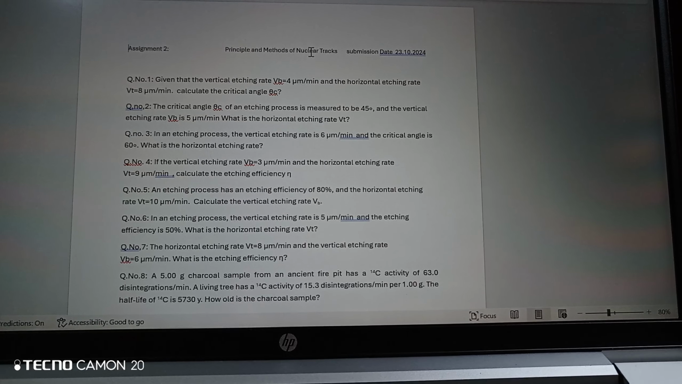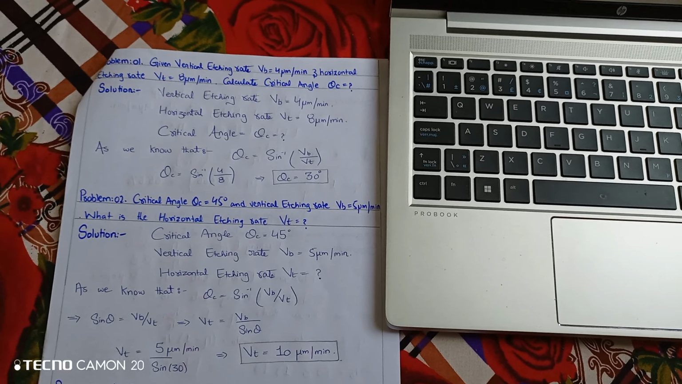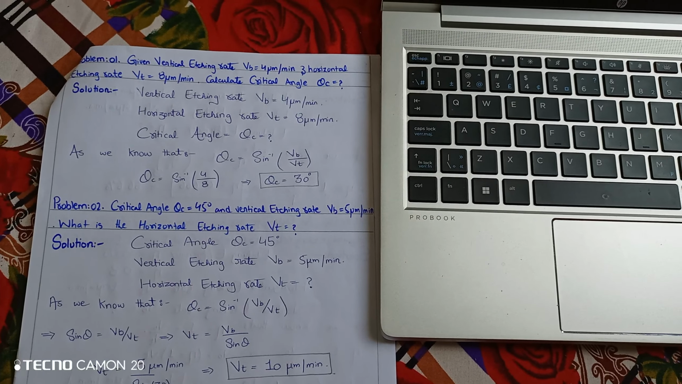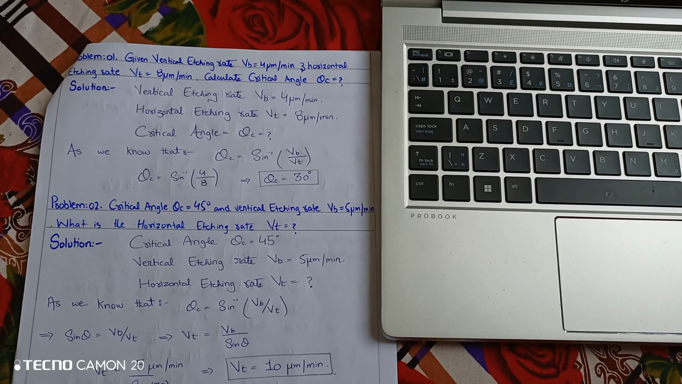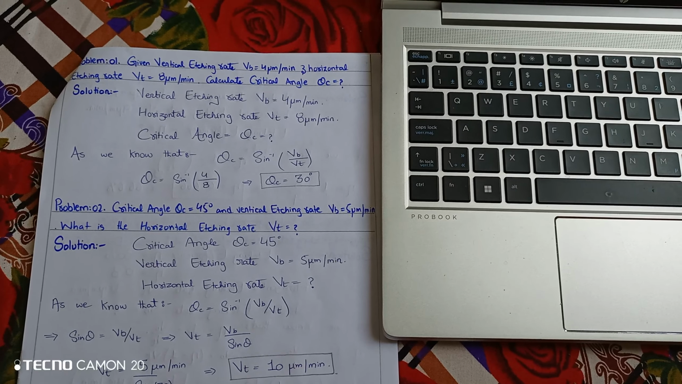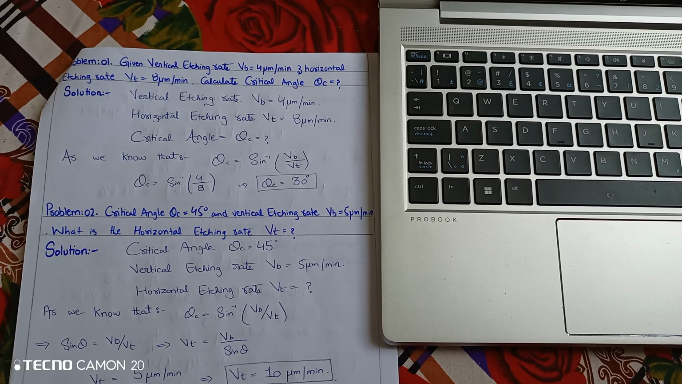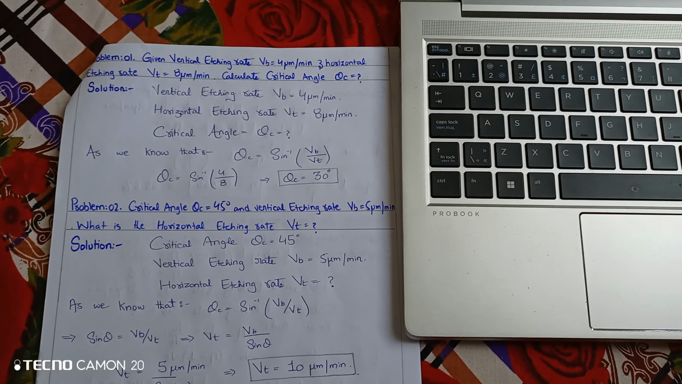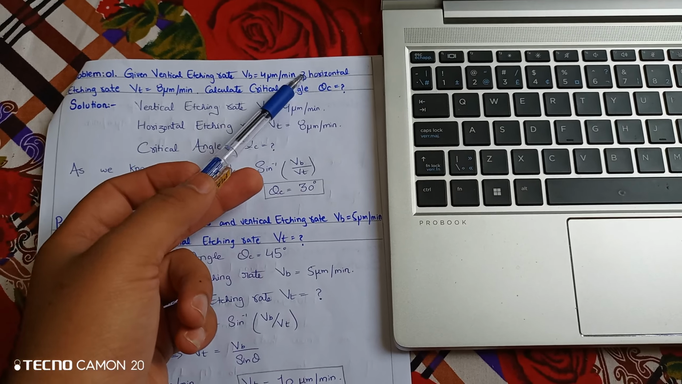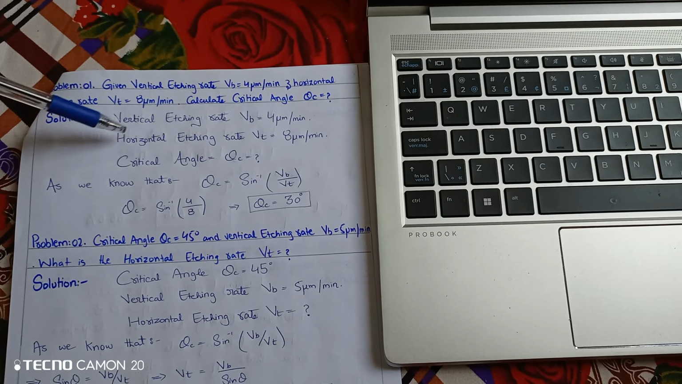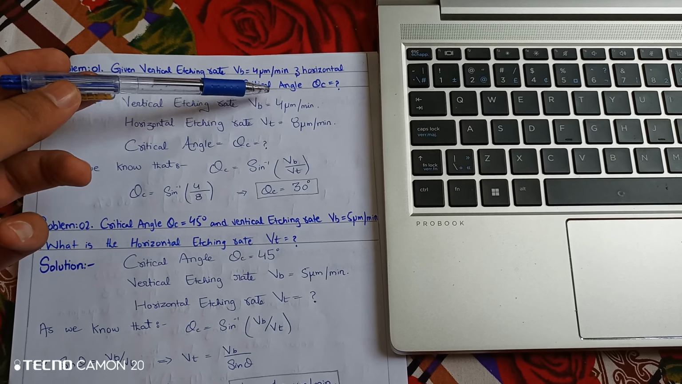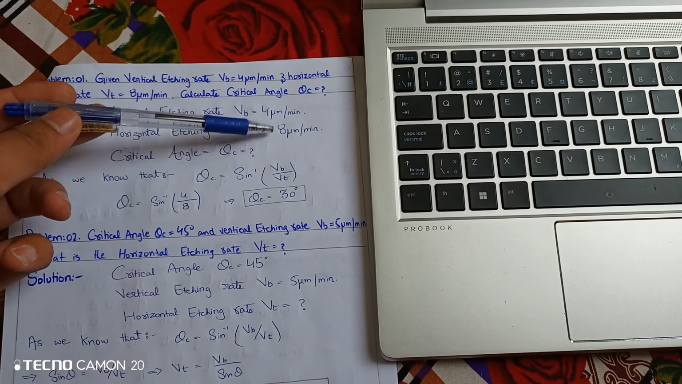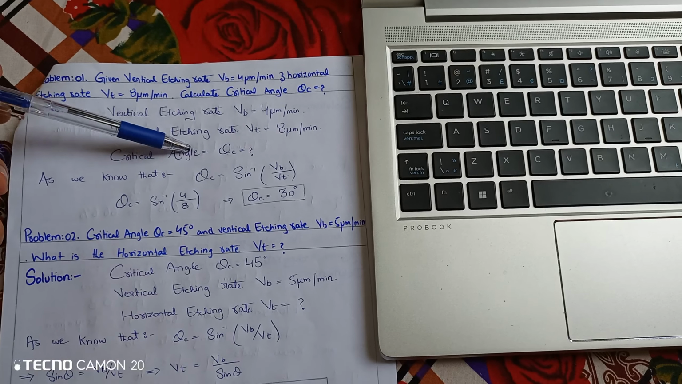So let's start. Our first problem is: given that the vertical etching rate VB equals 4 micrometer per minute and the horizontal etching rate VT equals 8 micrometers per minute, what do you have to calculate? You have to calculate the critical angle, which is denoted by theta c. As the vertical etching rate VB is given, which is 4 micrometer per minute, and the horizontal etching rate VT equals 8 micrometer per minute, you have to find the critical angle theta c.